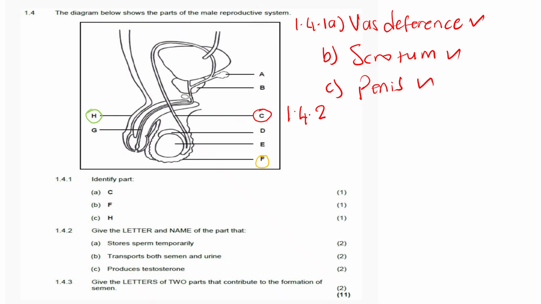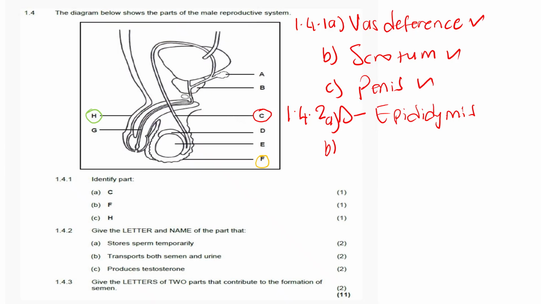1.4.2, give the letter and the name of the part that stores sperm temporarily. That's for A. It is D, and it is called the epididymis. Epididymis. That's for A, 1.4.2a. It is D. It stores sperm temporarily.